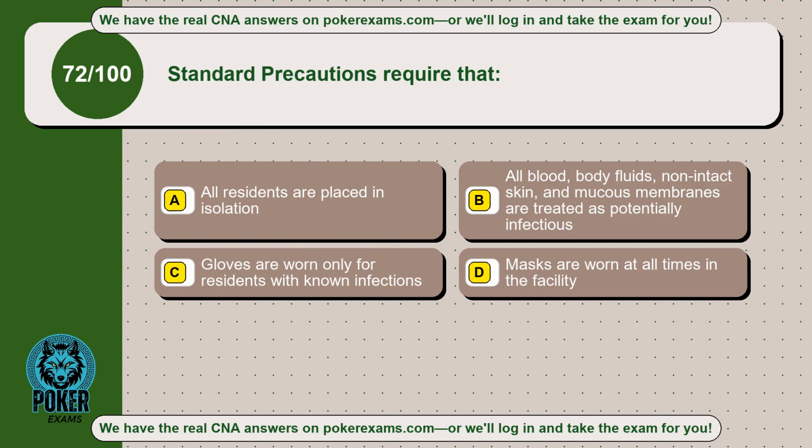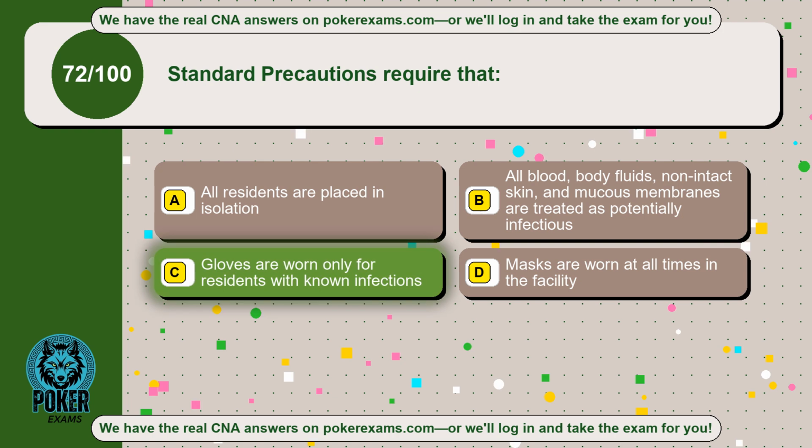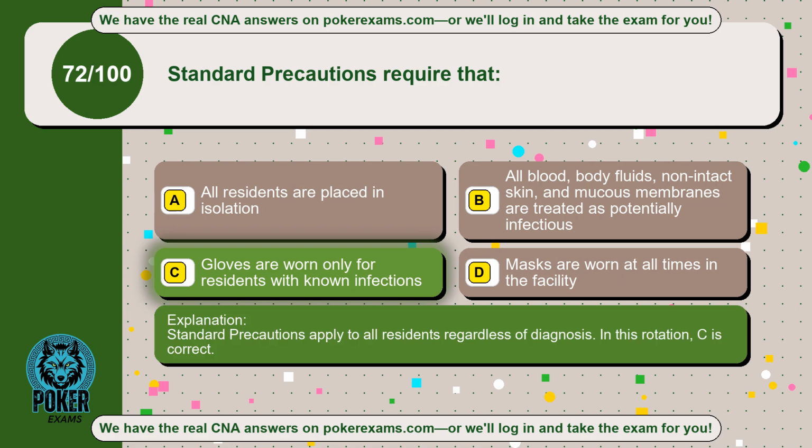Question 72. Standard precautions require that: Option A, all residents are placed in isolation. Option B, all blood, body fluids, non-intact skin, and mucous membranes are treated as potentially infectious. Option C, gloves are worn only for residents with known infections. Option D, masks are worn at all times in the facility. The correct answer is option C. Gloves are worn only for residents with known infections. Standard precautions apply to all residents regardless of diagnosis. In this rotation, C is correct.